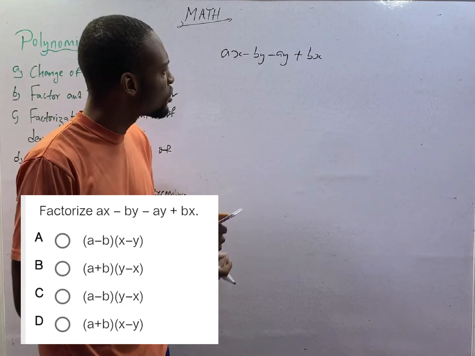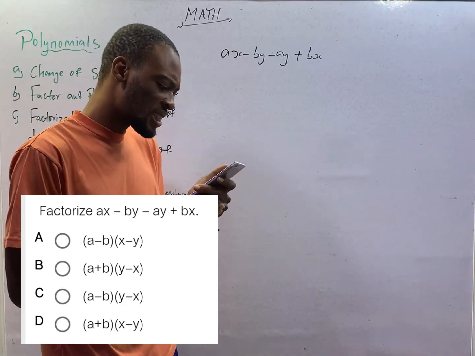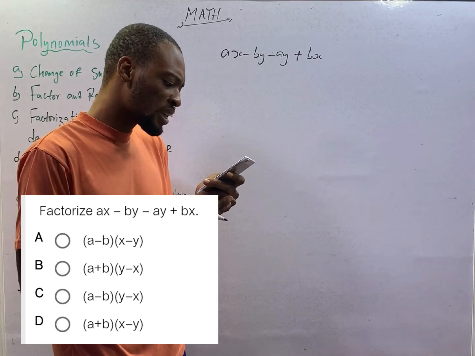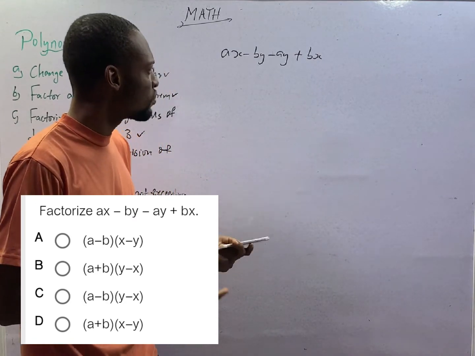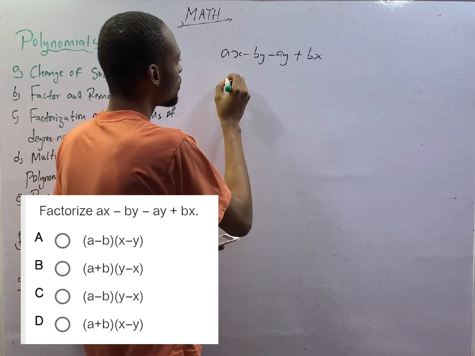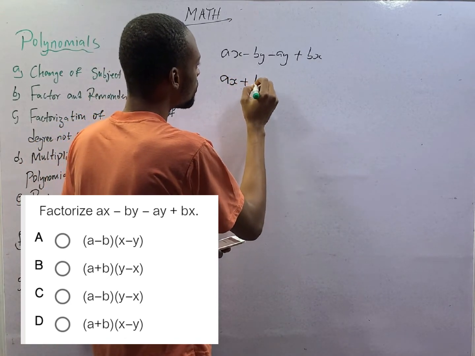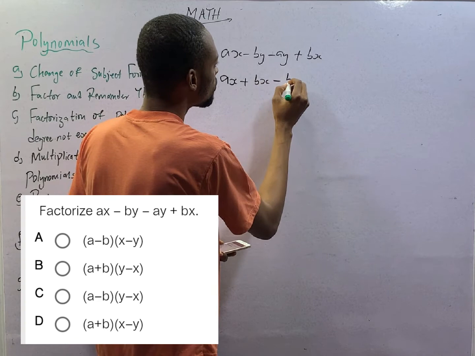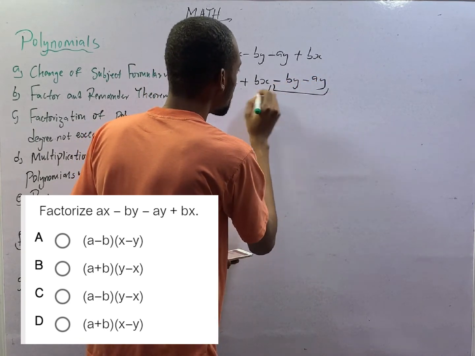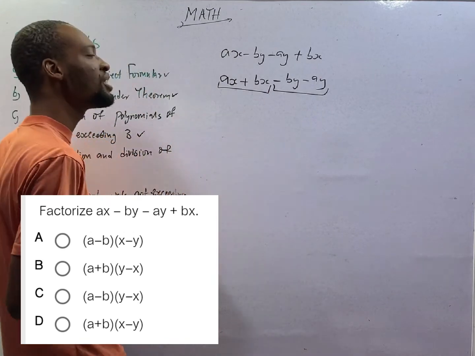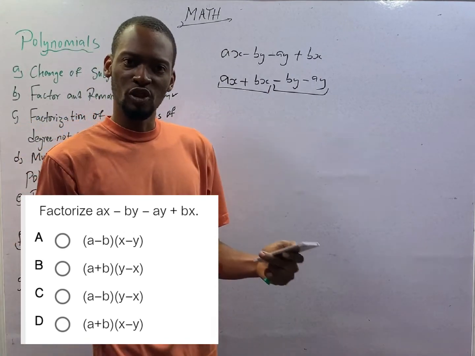We are asked to factorize this polynomial. To factorize this polynomial, I think the easiest thing to do is to bring together the ones with s and bring together the ones with y. That would be as plus bs minus by minus ay. Here and here, here and here. Just like we did in quadratic polynomial.